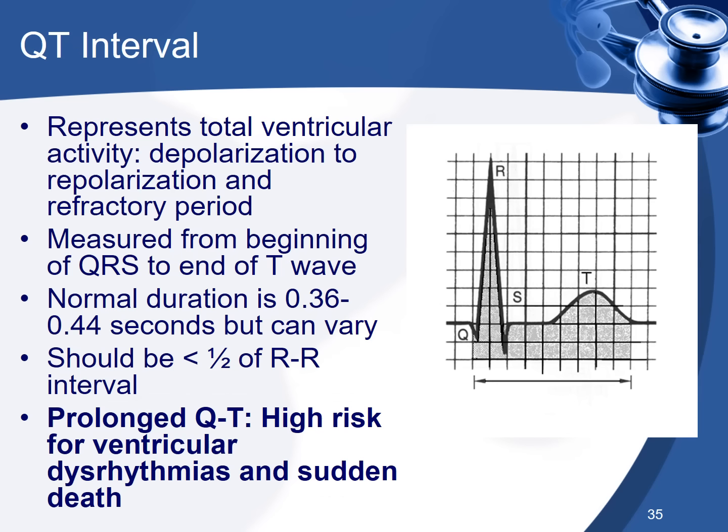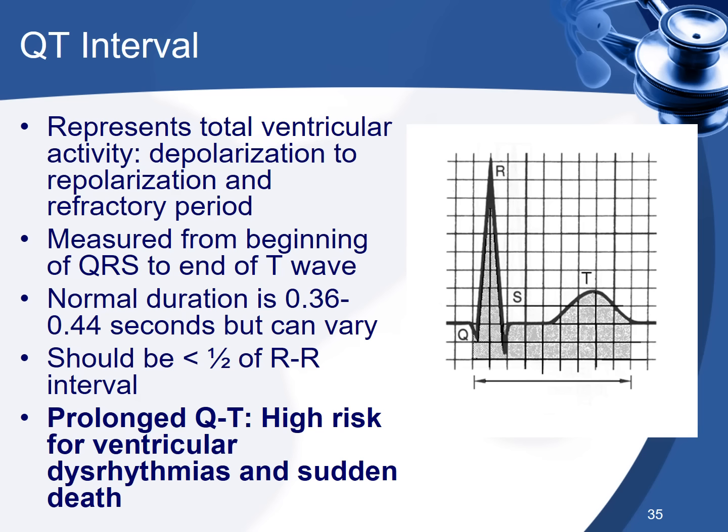Next thing is your QT interval. This is kind of like the PR interval. It tells you the duration of the contraction of the ventricles. And we usually want it to be somewhere between 0.36 to 0.44 seconds. It can vary individual to individual, but it really should not be any more than 0.44, 0.45 seconds. If the QT is prolonged, the patient becomes very high risk for ventricular dysrhythmias and sudden death.